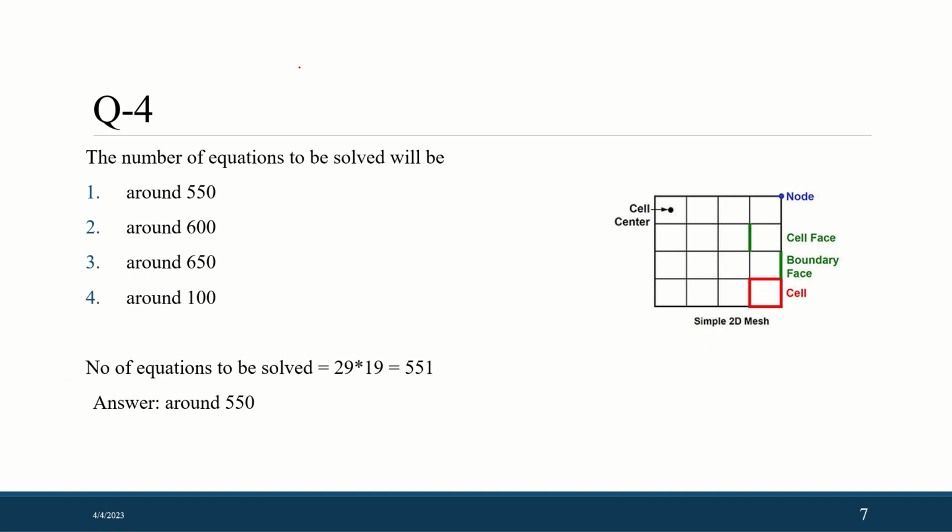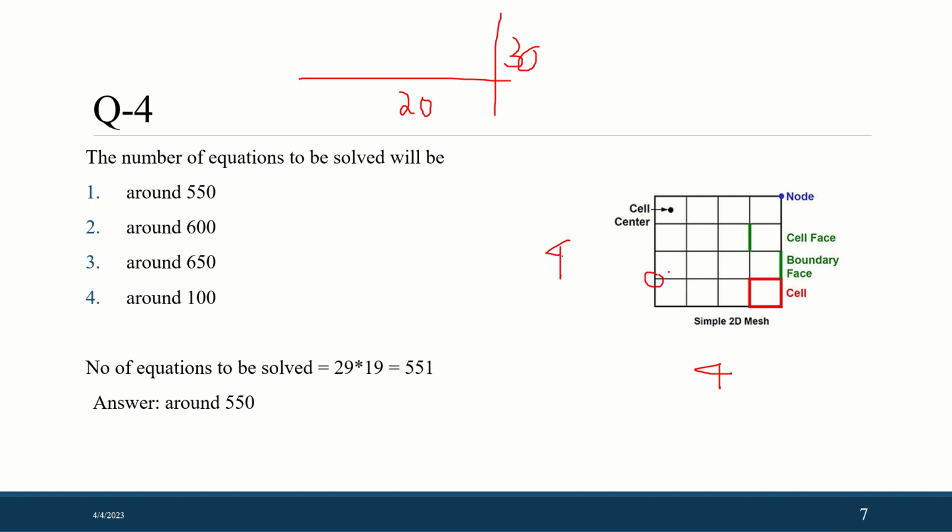So here in the question it is given that in the x there are 20 divisions and in the y there are 30 divisions, right? So here consider this problem, this smaller scale. We are having 4 divisions or 4 cells in the x direction and similarly 4 cells in the y direction. So how many points do we have?